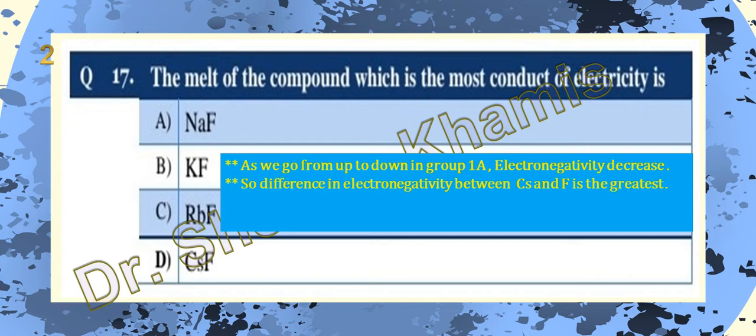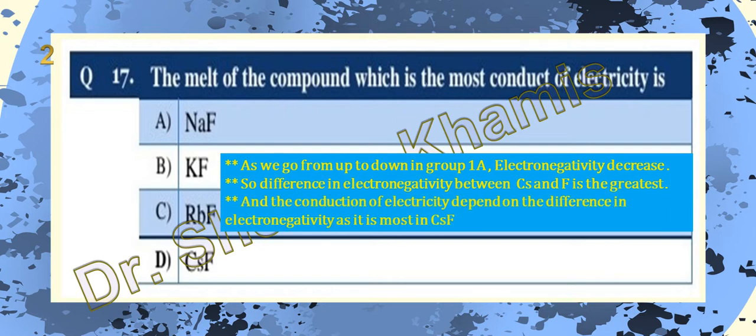is common in all choices. But here we have sodium, potassium, rubidium, cesium. The one with the higher atomic size is the lower one in electronegativity, so it makes a big difference between fluorine and cesium. So the greatest difference is in the last one. The conduction of electricity depends on the difference in electronegativity, so it is most between cesium and fluorine. The right answer here is letter D.